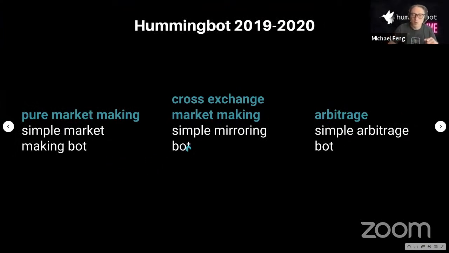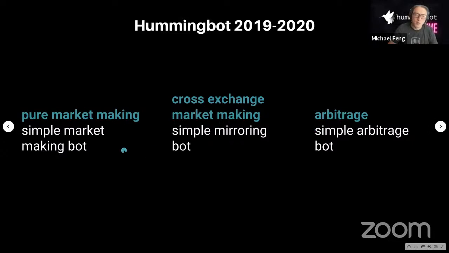Because with cross-exchange market making and arbitrage, these two strategies are still quite useful. But because they're arbitrage-like strategies, users don't use them as much. They're more complicated to use, and they're not as simple to use as market making.